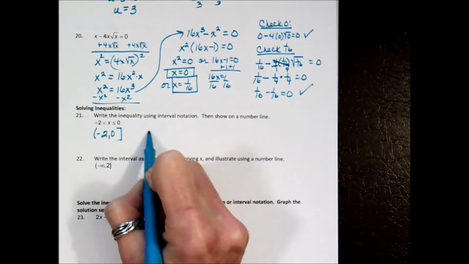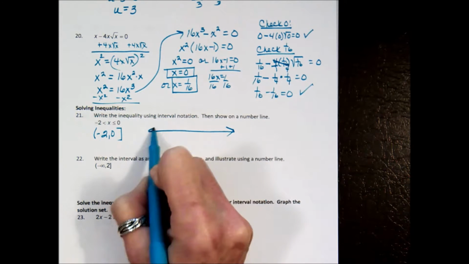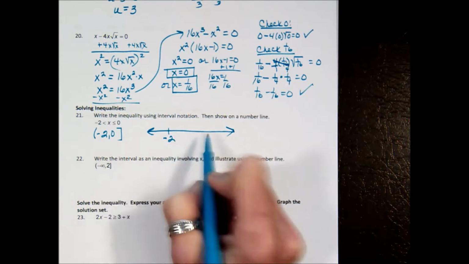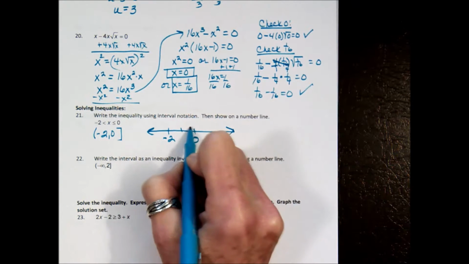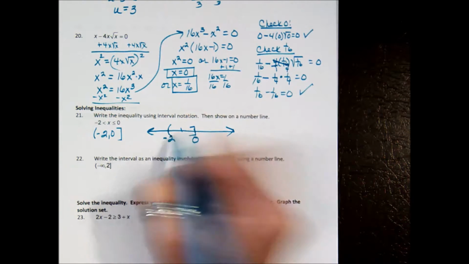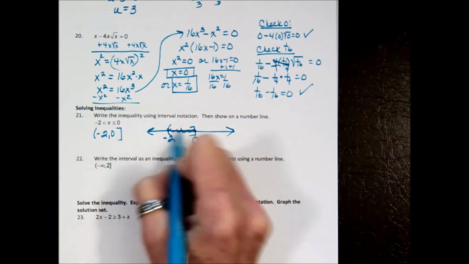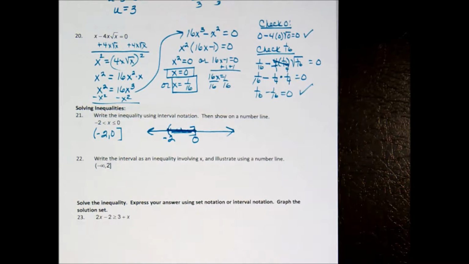On a number line, my two key numbers are -2 and 0. The 0 is included, -2 is not, and it's everything in between. So it would just look like that.